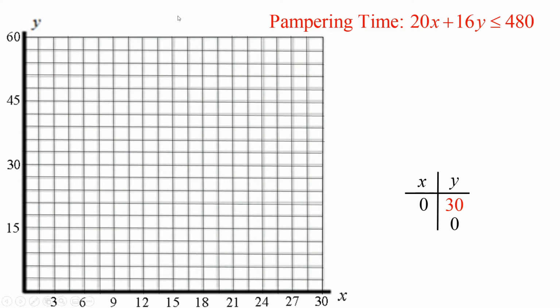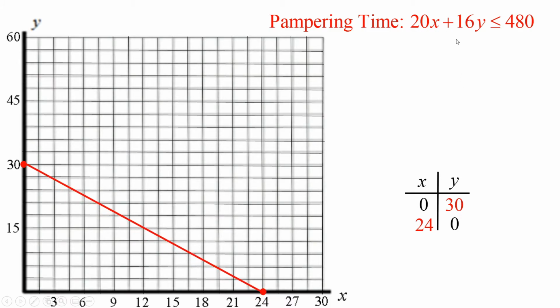And I've got a 24 right there. 24. So let's plot those. Hey, there's my y-intercept of 30. And look at this, there's my x-intercept of 24. I break out my ruler and draw a perfect line between those two intercepts.